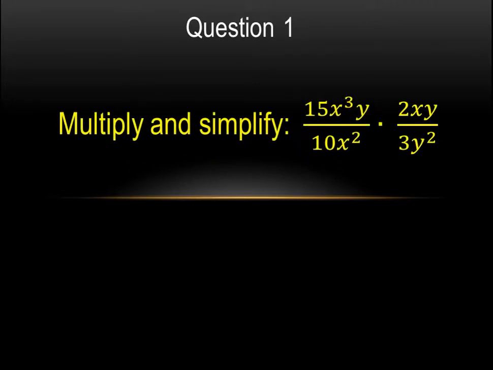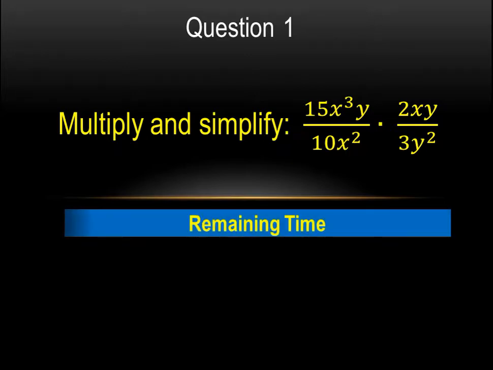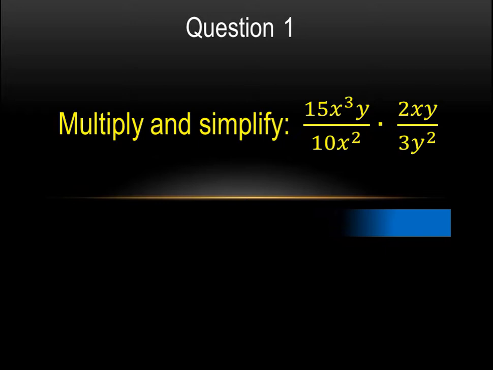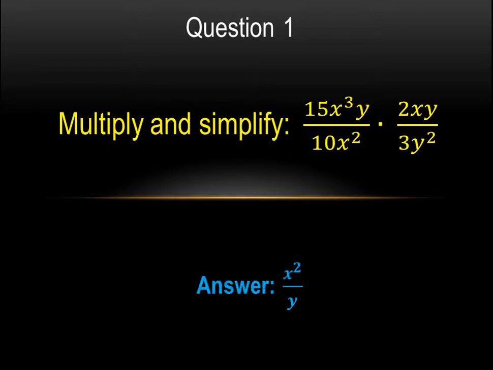Now, let us see if you understood the lesson. Let me emphasize, we can only cancel if the operation is multiplication. Let's have our first question. Question number 1. Multiply and simplify 15x cubed y all over 10x squared times 2xy all over 3y squared. Let's have the time. If you need more time, you can always pause the video. Okay, so the correct answer is x squared over y.